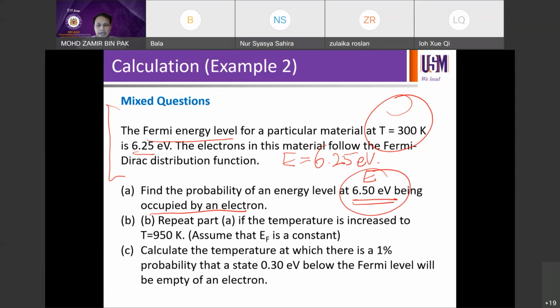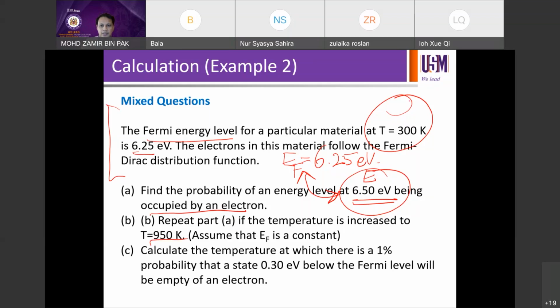So last time there was a student who replaced this one the opposite way, 6.5 with 6.25. Okay, that's why it's important for you to write down, even though it seems very trivial. EF is 6.25, very trivial, right? It's already there in the equation, it's already obvious. Your E is 6.5, very obvious. But when you plug the values into the equation, some still replace EF, EF equals 6.5 and your E is 6.25. Reversed, right?